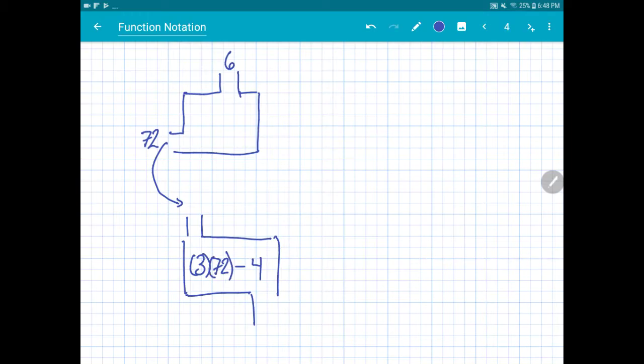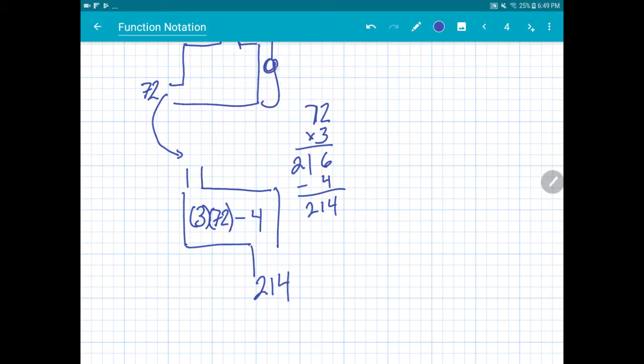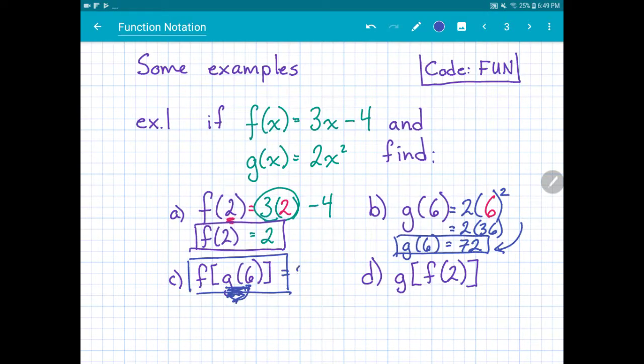Let's see what happens. So 72 times 3 will be 126. Hold on, is that true? Let's do it together. 72 times 3 will be 6, and that's 21. So sorry, 216. And 216 minus 4 is going to give us 214. So that's what's going to come out the bottom here. So when we feed 6 into the G machine, we get 72, and we feed the result into the F machine, and it gives us 214. So when we go back here, this is going to be 214.